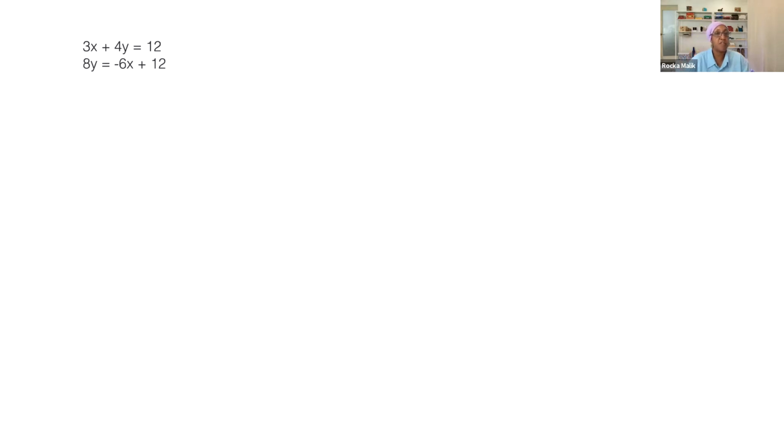Okay, so 3x plus 4y equals 12, and 8y equals minus 6x plus 12. That's not gonna work. Hold on. That's 24. Okay. So I'm gonna rewrite the bottom equation into this standard form. And take the minus 6x over to the left side.